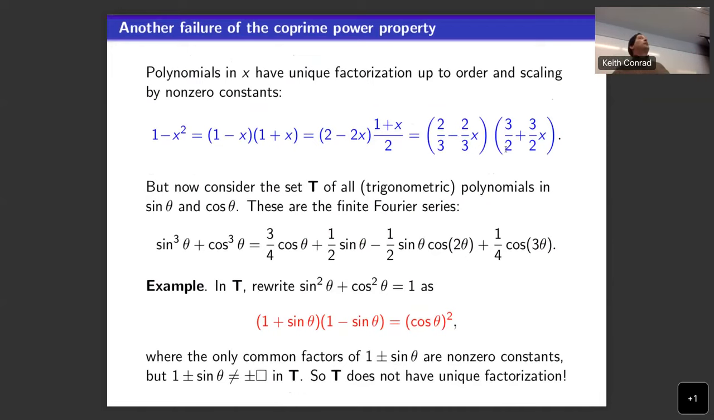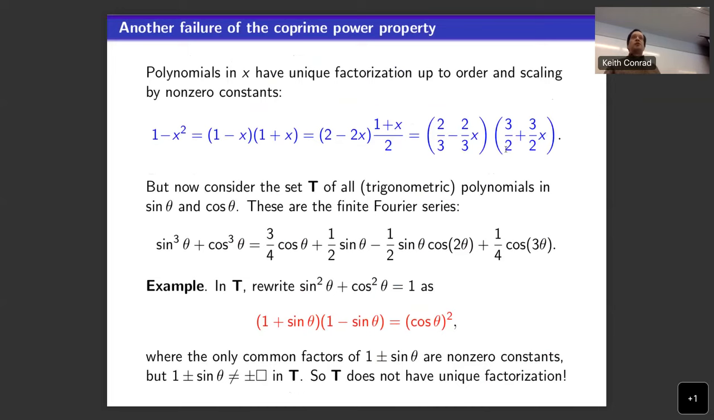So there's no problem with unique factorization with polynomials, but if we consider the system T of, I'll say, trigonometric polynomials, or for analysts in the audience, they might prefer to talk about finite Fourier series, but polynomials in sine and cosine, then if we take the standard trig identity, sine squared plus cosine squared is 1, and rewrite it as 1 plus sine times 1 minus sine is cosine squared, well, then this is an example of non-unique prime factorization. As trigonometric polynomials, 1 plus sine, 1 minus sine, and cosine do not decompose, and the product of the two terms on the left is a perfect square, but the two terms on the left are not squares up to a plus or minus sign.